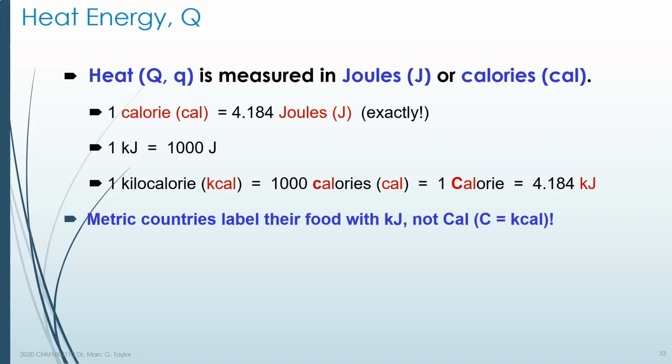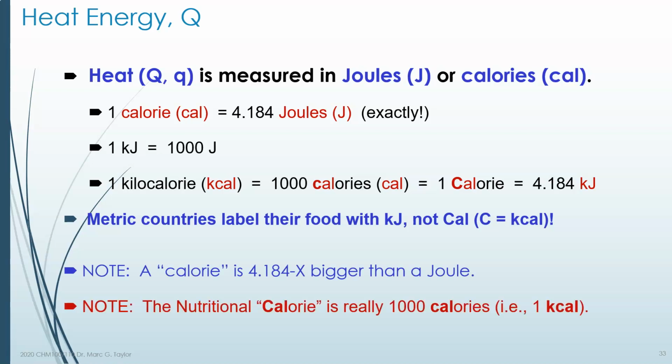If you're in any other country in the world besides the United States, they tend to label their foods in kilojoules, not big C calories. So if you look at packages, say if you're somewhere in Europe and you buy a candy bar, multiply that number of kilojoules by a number a little bit bigger than 4 to find out how many big C calories you're really consuming. So remember, a little C calorie is about 4 times bigger than a joule, and the nutritional big C calorie is actually 1,000 little C calories, or 1 true kilocalorie.